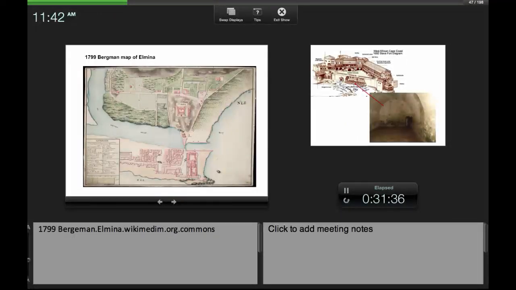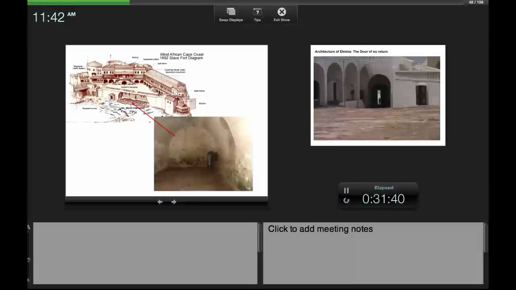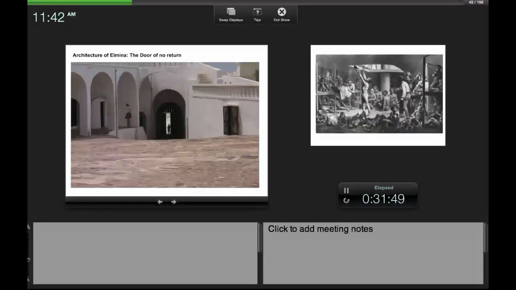Now this is a giant trading port, not designed to extract gold, but to funnel slaves. The fort is modified to hold its cargo. This is the slave hold where you are dropped into a hole and kept there until a ship comes. This is what's known as the door of no return. You have been with your family. Five days later, you walk out that door. You never see home again.